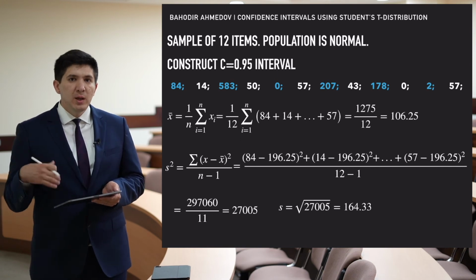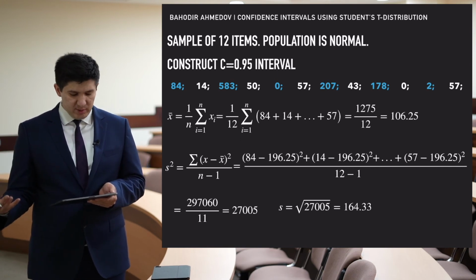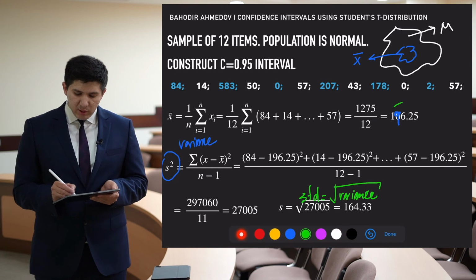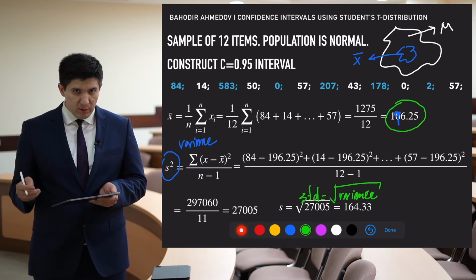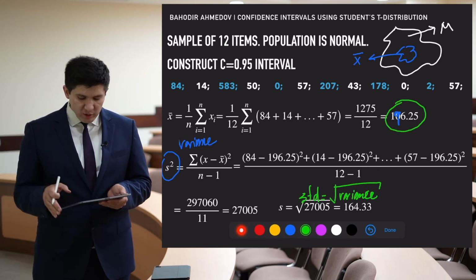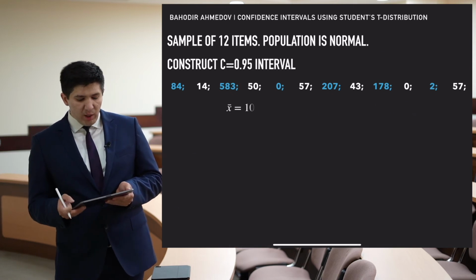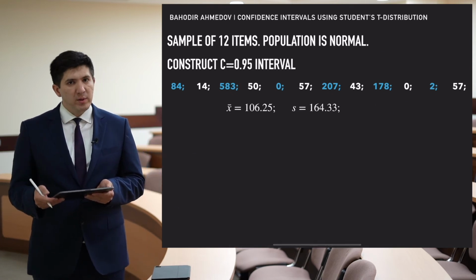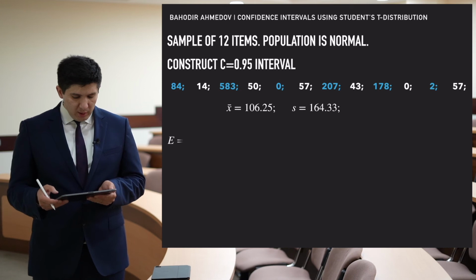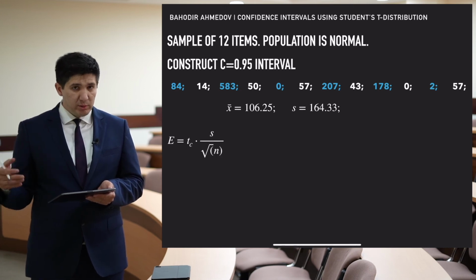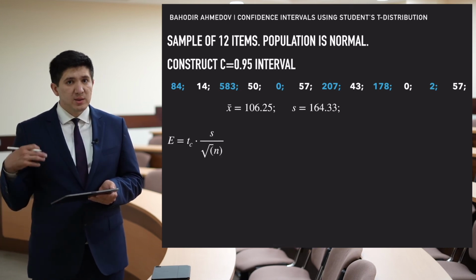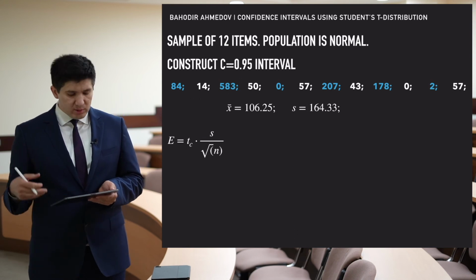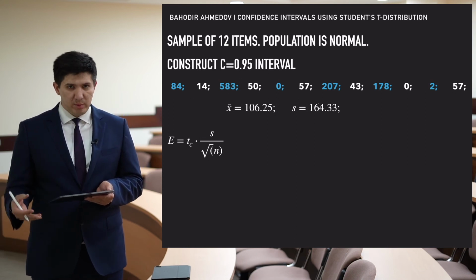We need them in order to construct the confidence interval. So we are going to construct the confidence interval around the mean. If you remember, it is plus minus the error margin. And in order to calculate the error margin, we need the following terms. We need to know the critical point times the standard deviation of the sample divided by the square root of n, which is the sample size.